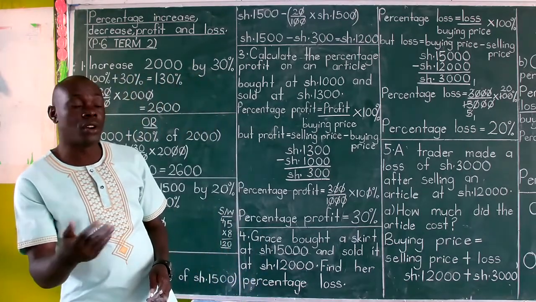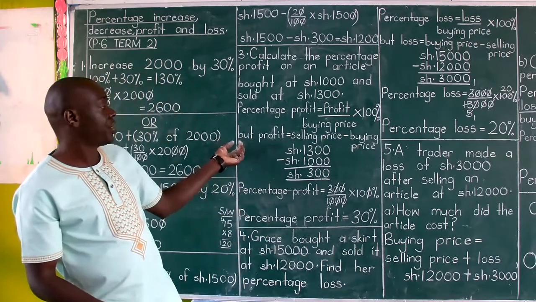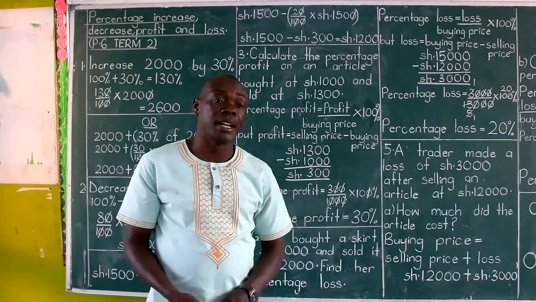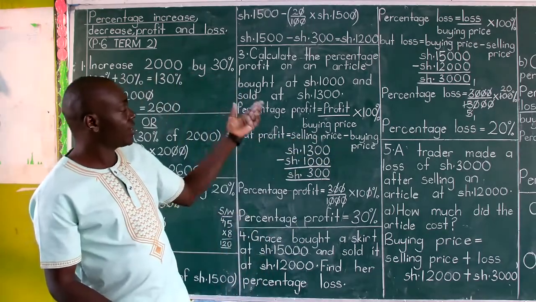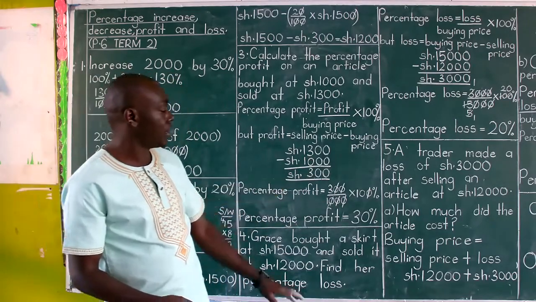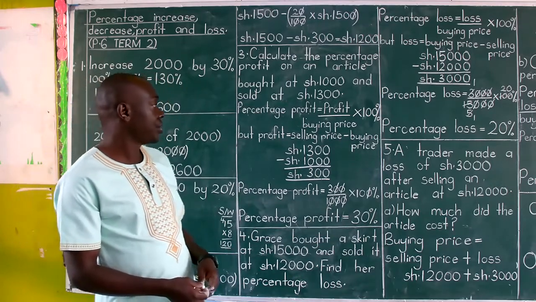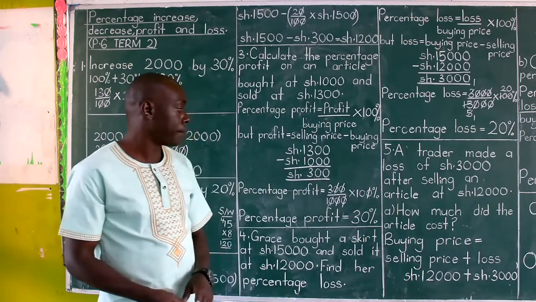And one must know how to get a profit given the selling and buying price. You say profit equals selling price minus buying price. After getting that profit, as we have got 300, then proceed on to your substitutions of profit and buying price.